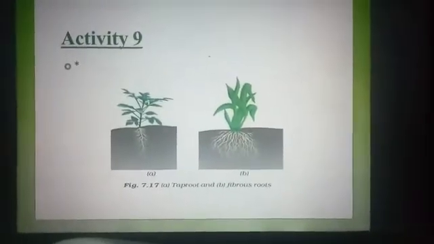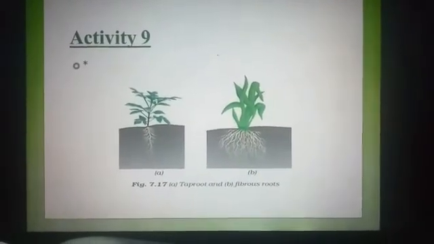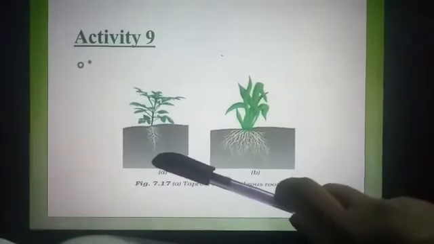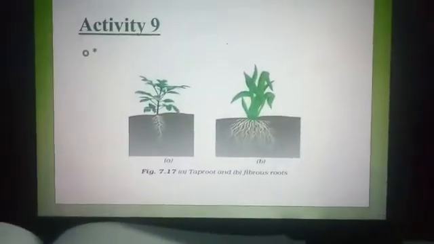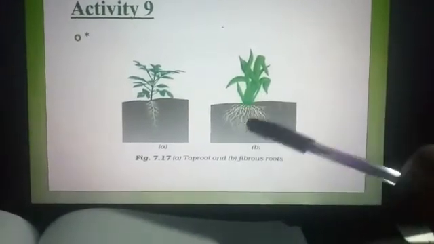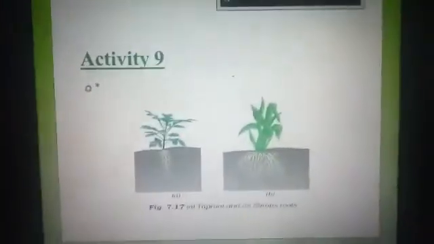So here we are observing activity number 9. What is it? Taproot means a single root, and many other roots are arising from this, right? And fibrous means many roots are coming from the same bunch. So if you want to draw a diagram, taproot is like this, and these are lateral roots, and fibrous is like this, many from the same origin, same base. This one is for fibrous root, and here taproot, and these are lateral roots, right?